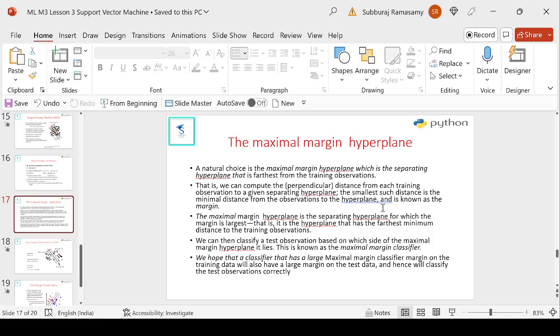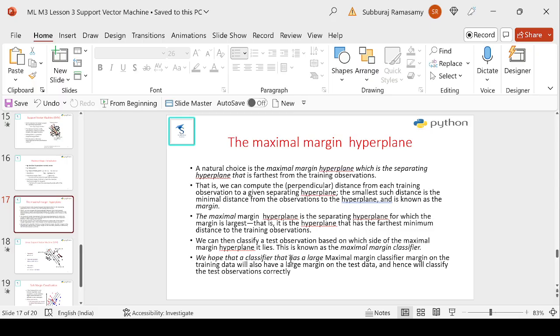The smaller distance, not the largest. The maximum margin hyperplane is the separating hyperplane for which the margin is the largest. You know that, right? That is the hyperplane that has the farthest minimum distance to the training observations. We can then classify an observation based on which side of the maximum margin hyperplane it lies. So a new point comes, you place it, and from that you can find out which class it belongs to, whether you'll purchase a car or not.